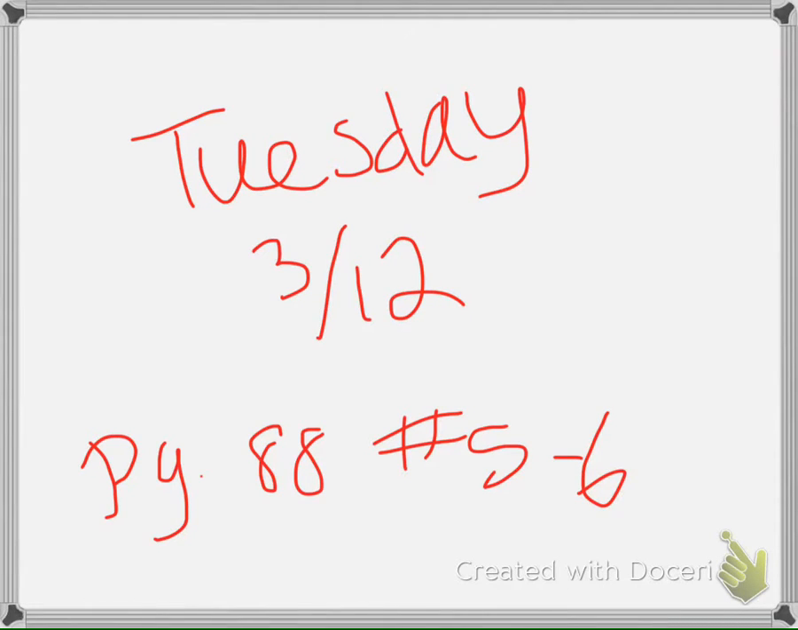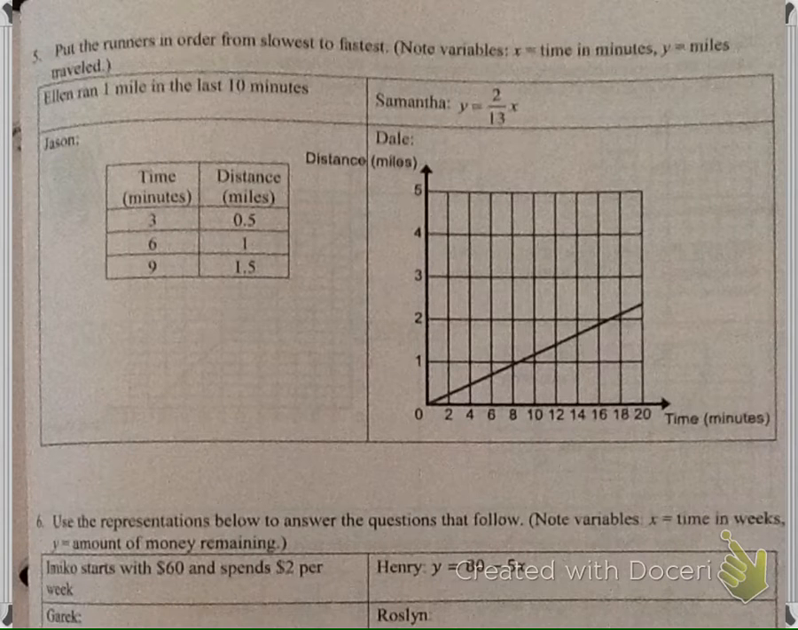Hey, this is homework for Tuesday, March 12th. I just realized I made these March instead of April. And last night's homework also said March. Just kidding. It's April 12th. And you're doing page 88, number 5 through 6. I'm losing my mind here.